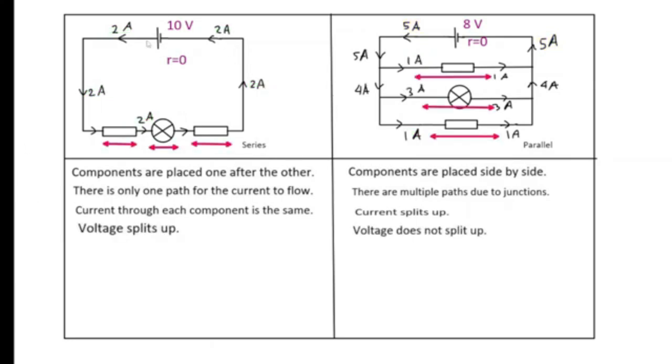Now the next difference is voltage. So the voltage here in this first example is 10 volts. Now that 10 will split between these three, let's say 5 volts, 2 volts and 3 volts. So they should add up to 10 because there is no internal resistance. How they split really depends on the resistance, but the idea is the voltage splits up. Now in a parallel circuit, you got 8 volts here, you have 8 volts across this, 8 volts across this, and 8 volts across this. So the voltage does not split up in a parallel circuit.